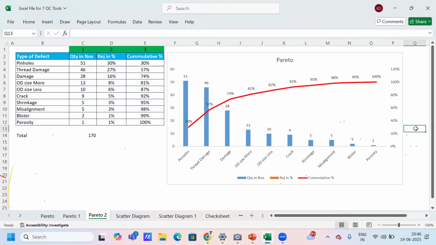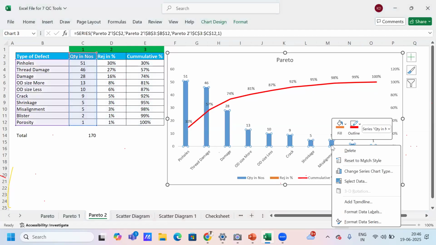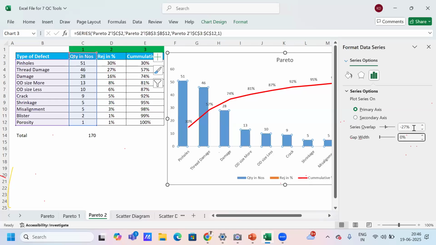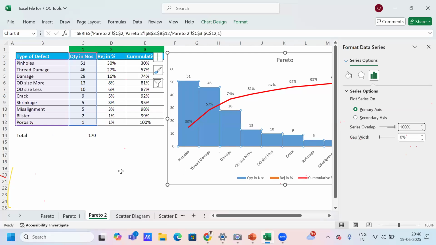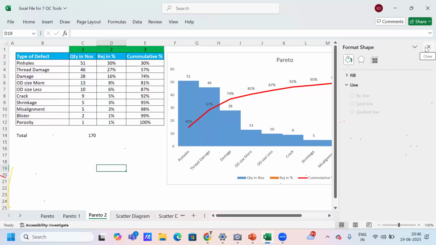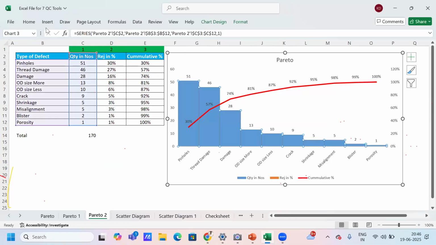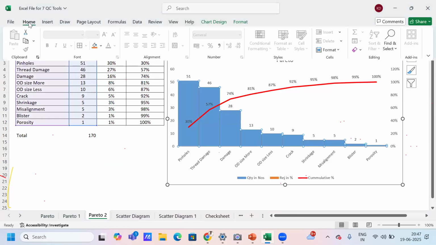And when you draw in Minitab, there are no gaps. These gaps are not there. So how to do that? You can select it, go to format data series, gap width, make it 0, and here series overlap, make it 100. Then you will get the graph like this, like in Minitab. Now select this, because I need to set the boundaries, for example, home or format.